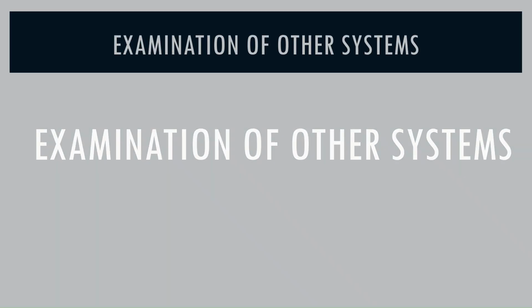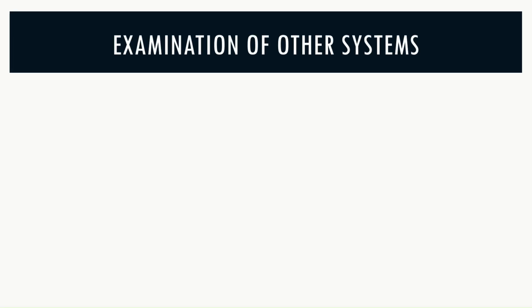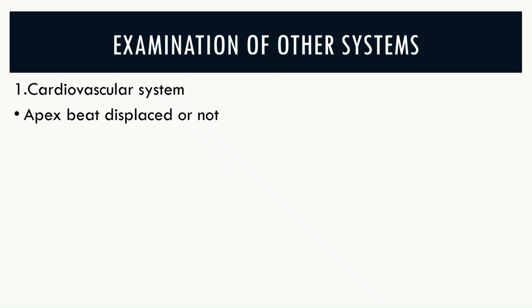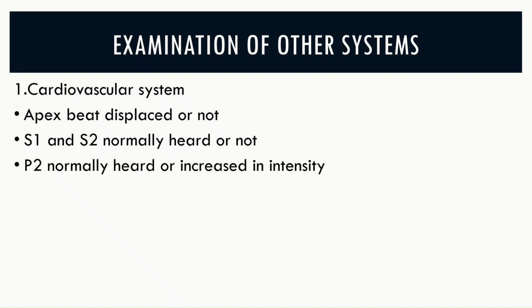After respiratory system examination, other systems should also be examined to identify associated complications or systemic diseases. In cardiovascular system, position of apex beat should be assessed to determine whether it is displaced or not. Heart sounds, first heart sound and second heart sound should be evaluated to determine whether they are normally heard. Pulmonary component of second heart sound, P2, should be assessed because increased intensity may indicate pulmonary hypertension.